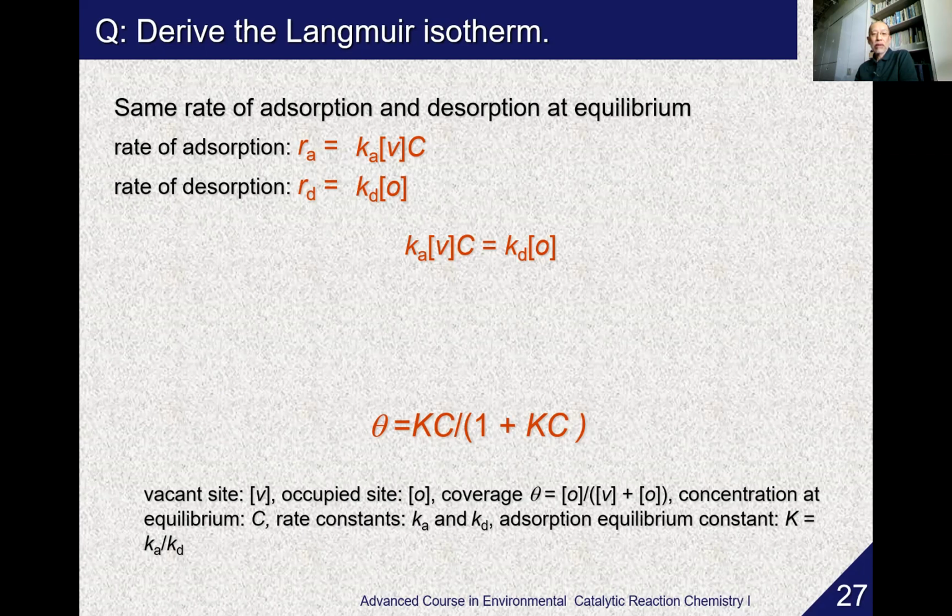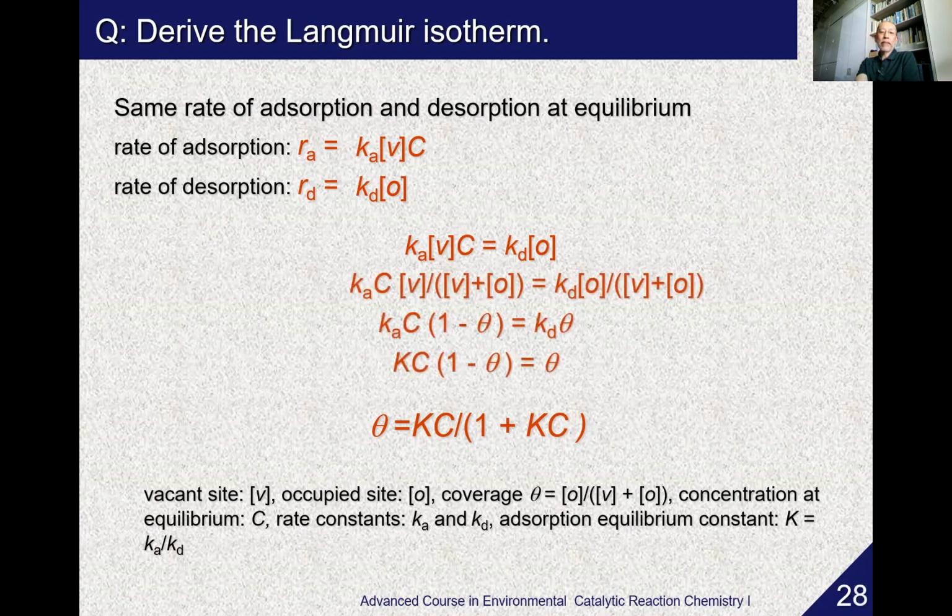So to delete k and kd, one possible way is to divide both sides by kd. And also v is, and both sides are divided by v plus 4. So actually, by using this, the derivation is made like this, and then at last we obtain theta equal kc over 1 plus kc.